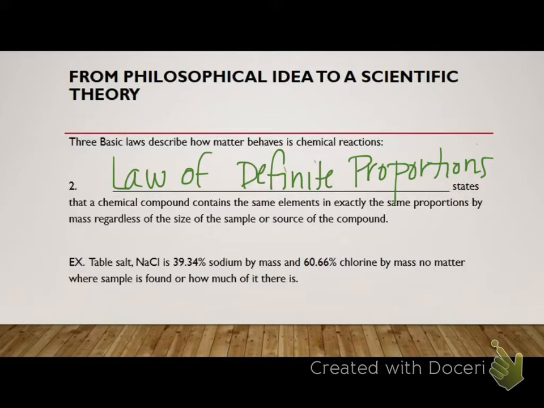Same thing, here's another example of table salt, which is sodium chloride. And no matter where that table salt is found, or just the compound sodium chloride, it's always 39.34% sodium and 60.66% chlorine, no matter where or how it's formed.